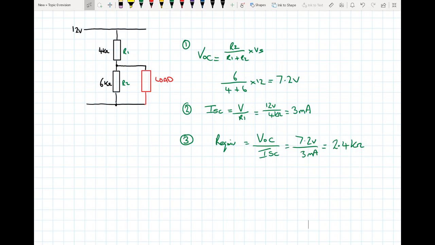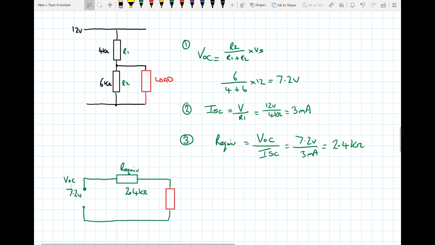Okay, let's draw our equivalent circuit. It's a bit like this. So we've just drawn our equivalent circuit here. Our equivalent circuit is saying we've got 7.2 volts with a 2.4 kilo ohm equivalent resistance, and then our load resistor. Okay, and that's it. That's all we need to do. You don't even actually need to label those up, but you just need to use those two values, the equivalent resistance and the voltage open circuit.